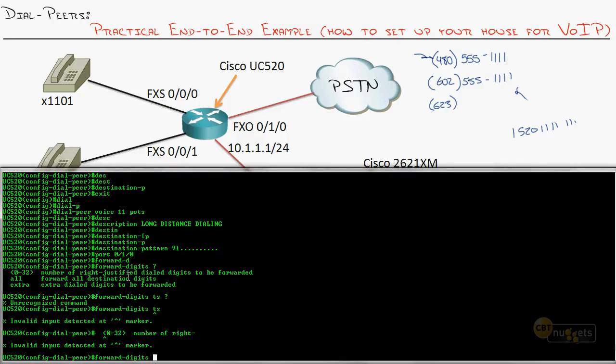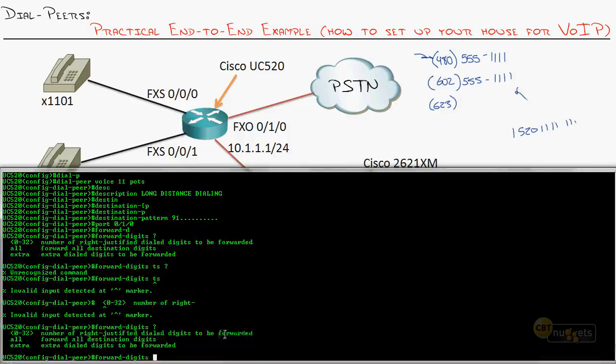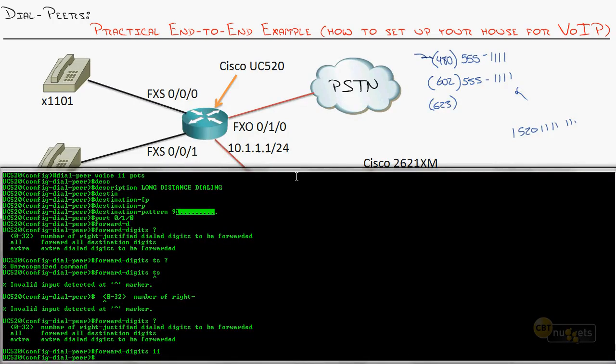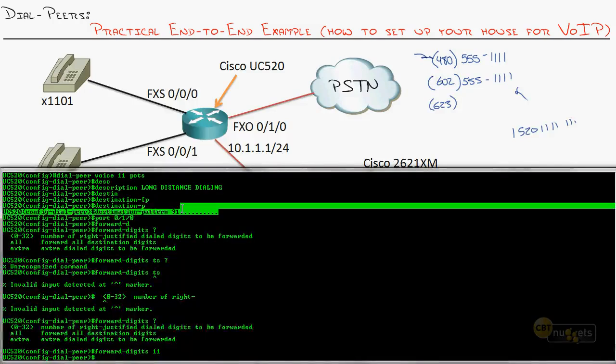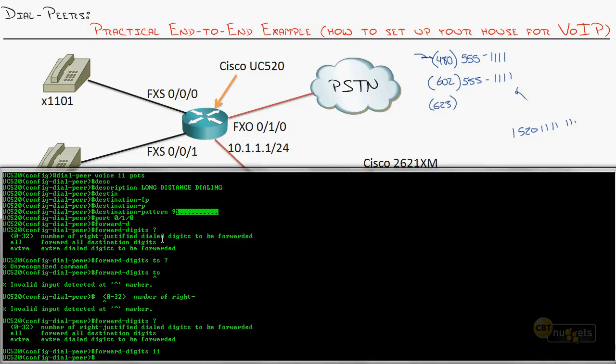Now I've done it. Right justified dialed digits, do you want to forward? So when you're thinking about this, think of, okay, counting from the right, how many digits do I want to send? Let me give you this environment versus a real environment. In a real environment, we would definitely say 11, because that would say I want to forward everything up to the 1. The 1 is included. That's the 11th digit from the right. And I want to strip the 9.